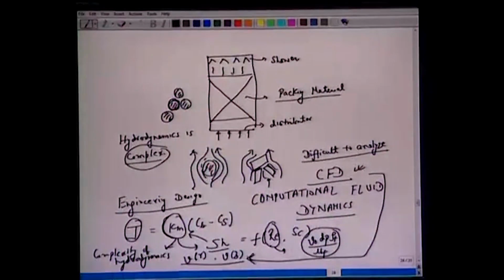Okay, so we must appreciate here that hydrodynamics in a typical packed bed column, or for that matter in most unit operations, is very complex. It's not like we have a simple open tube where the Reynolds number is less than 2100 and we have a very nice parabolic velocity profile.